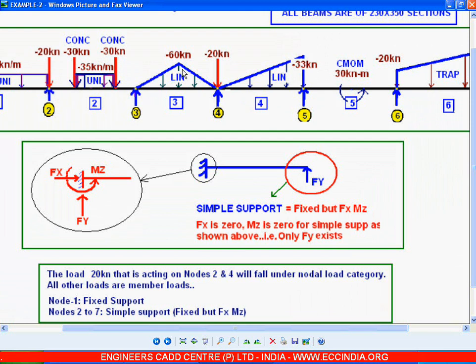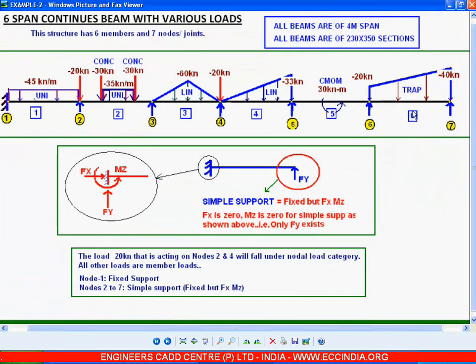And on beam number 3 you have a linearly varying load. The starting value is 0, ending value is 0, middle value minus 60. And on beam number 4 you have another type of linearly varying load. Starting value 0, ending value minus 33. And on beam number 5 you have a concentrated moment anti-clockwise acting at the middle of the beam, that is at a distance of 2 meters from node number 5. On the last beam, that is on beam number 6, we have a trapezoidal load, starting value 20, ending value 40. So these are all the member loads we have.